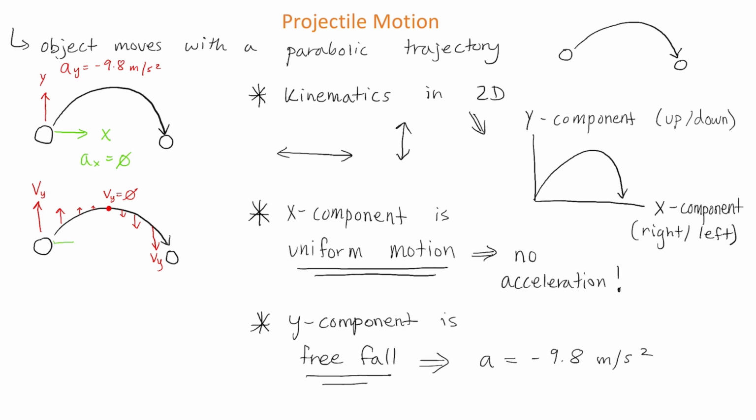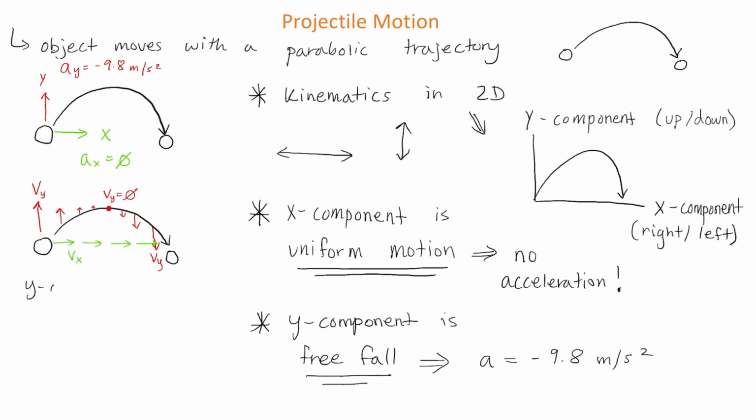So now that we understand the y component of this motion, let's look at the x component. So the x component of this motion is what's moving the object to the right. But the x component of the velocity is constant because the x component is moving with uniform motion.